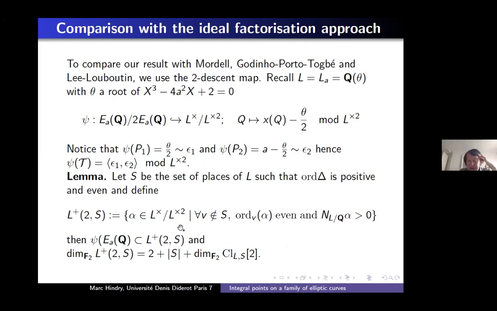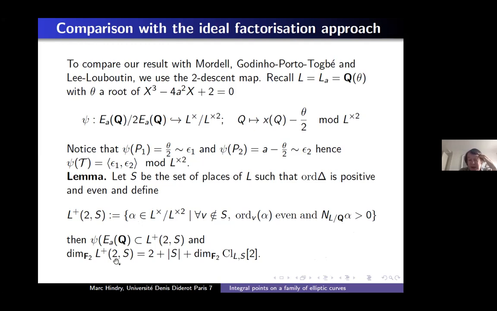So it is a subgroup where you have to define the set of places S, such that the order of the discriminant is positive and even. You take places, you don't look at places above 3 and 2. You forget about those. Well, you ask for alpha to have an even order at all v that's not in S, and to have a strictly positive norm. Now, if you do that, it's pretty obvious that this group is finite.